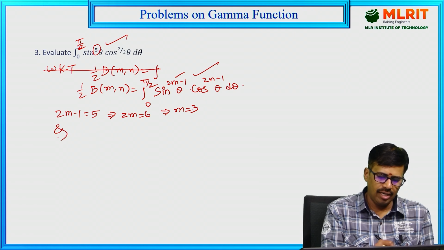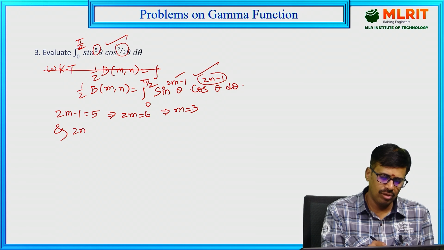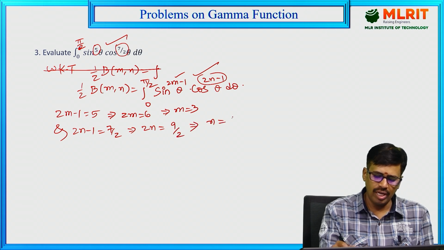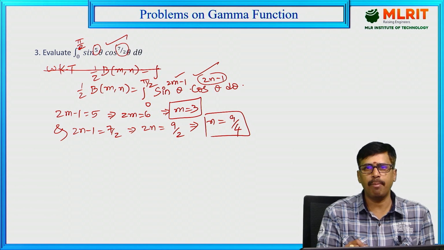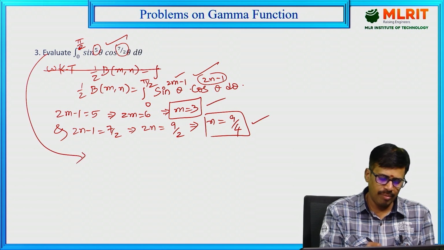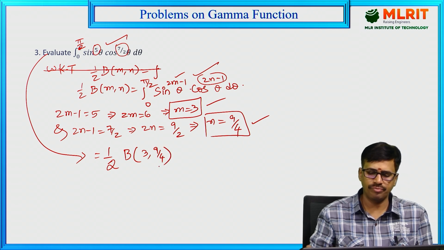Right. And compare the power of cos. We have 2n minus 1 equal to 7 by 2. So 2n equals 7 by 2 plus 1, that is 9 by 2. So n equals 9 by 4. So to convert into a beta function, we want the m comma n values. So I got m comma n. So this integral can be written as 1 by 2 into beta of 3 comma 9 by 4.